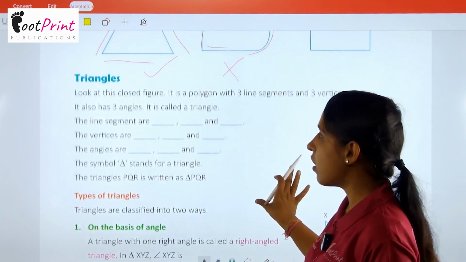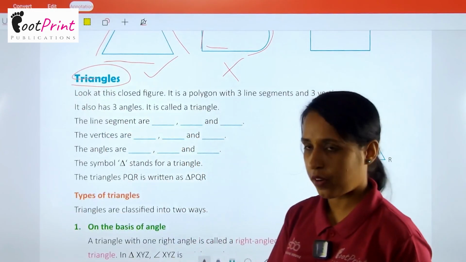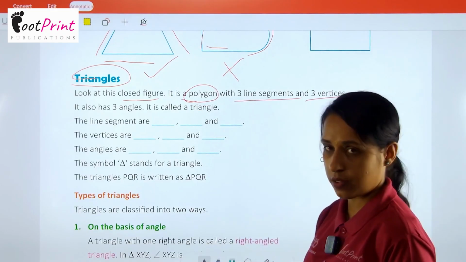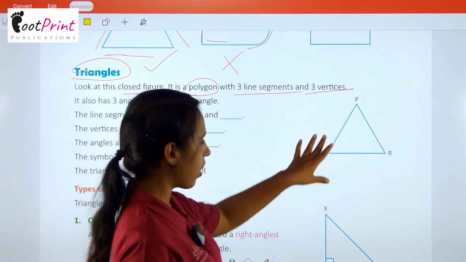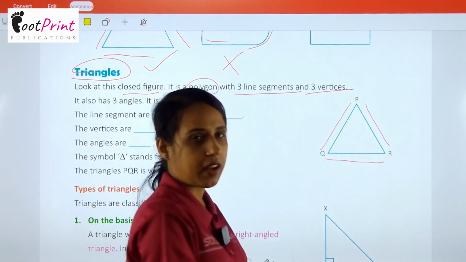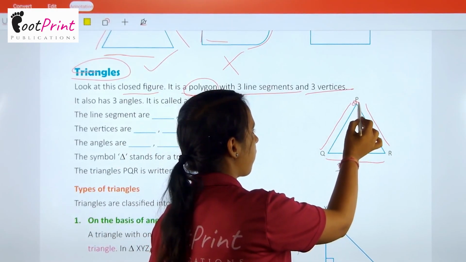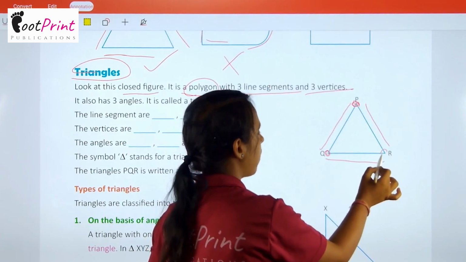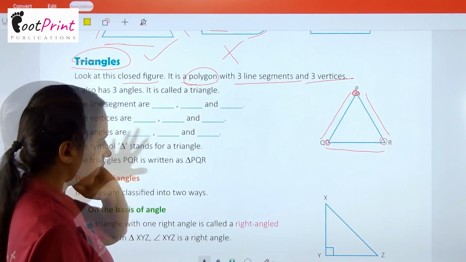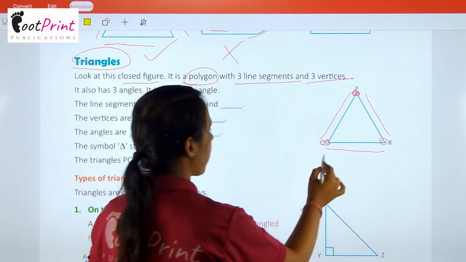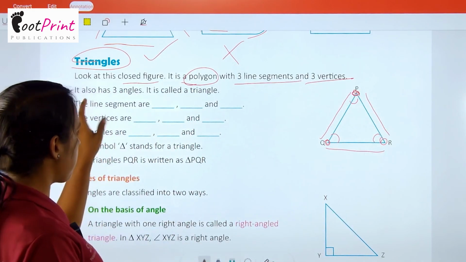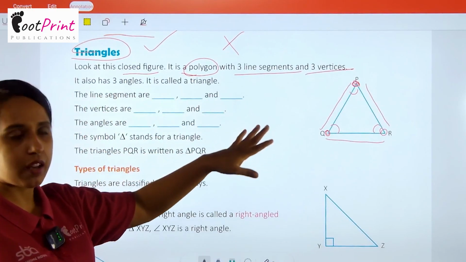Now we will learn about triangles. Okay, so look at this closed figure. It is a polygon with 3 line segments and 3 vertices. So this is a figure, or we can say a polygon. In this, we have 1, 2 and 3 sides and 3 vertices, 1, 2 and 3. Okay, on the basis of this, we have to fill these blanks, and there are 3 angles also, angle Q, angle P and angle R.